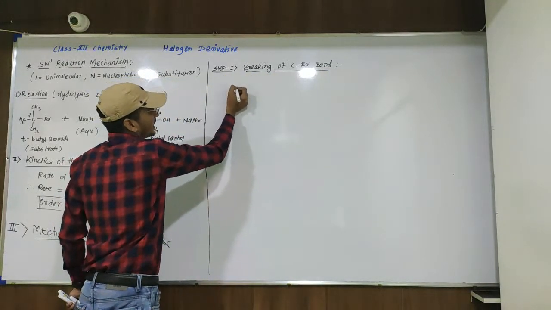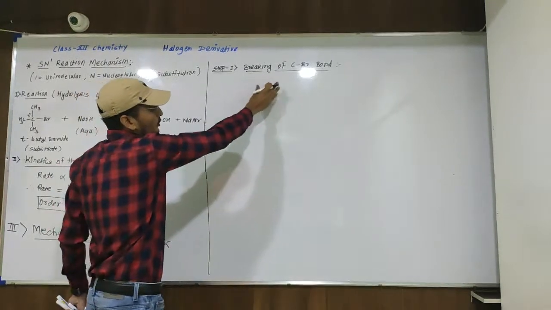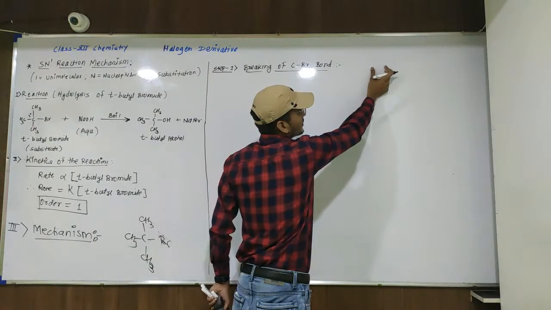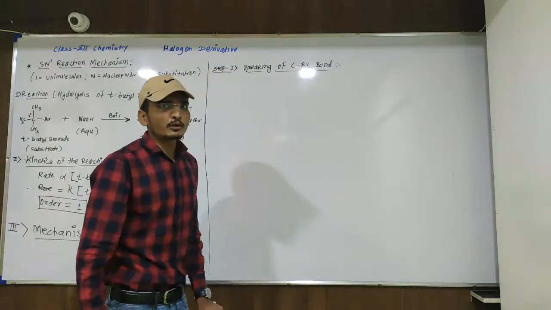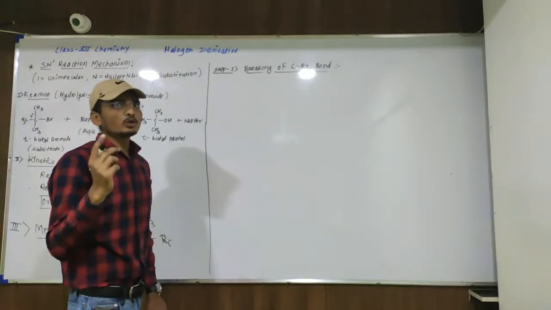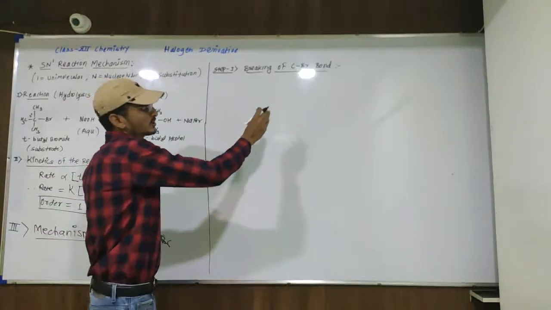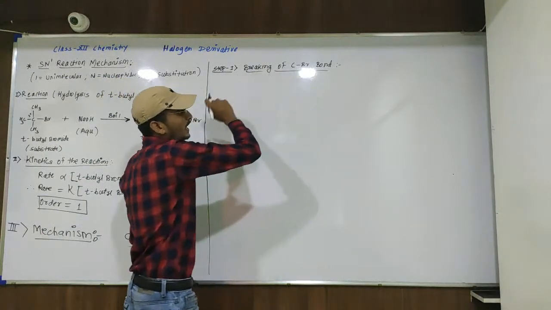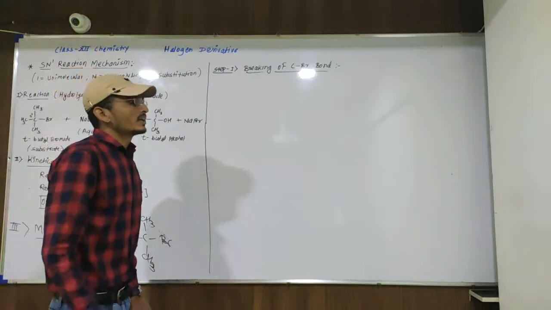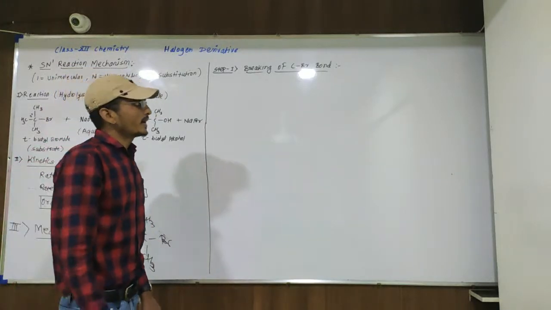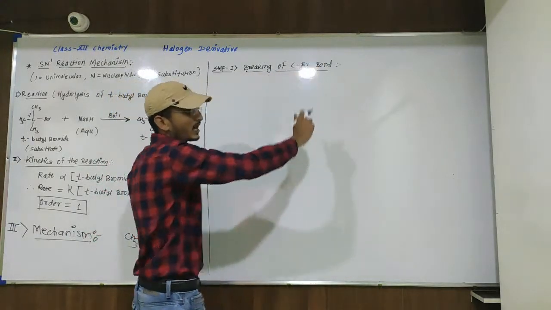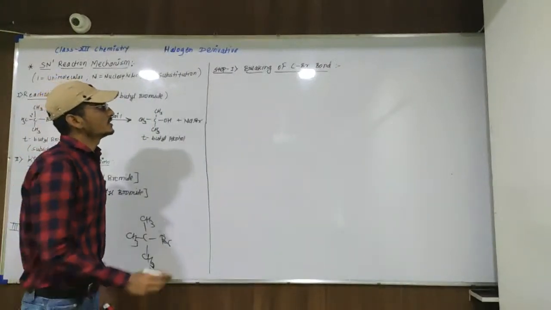So I draw here its wedge formula, but before that you write here: in the tertiary butyl bromide there are 3 CH3 groups and 1 Br group. So those groups make steric hindrance with the nucleophile, that is the OH minus. So that's why the nucleophile does not directly attack the tertiary carbon of the tertiary butyl bromide. So that's why there is a step that is nothing but the breaking of the C-Br bond.